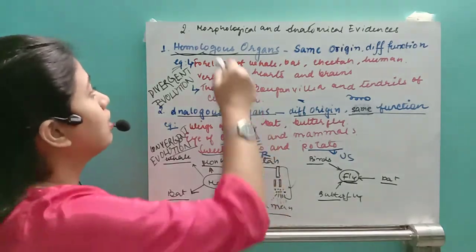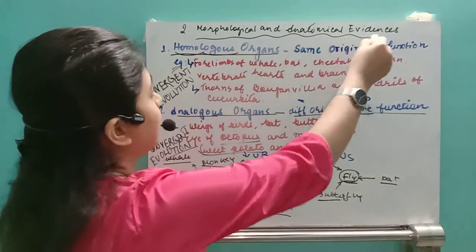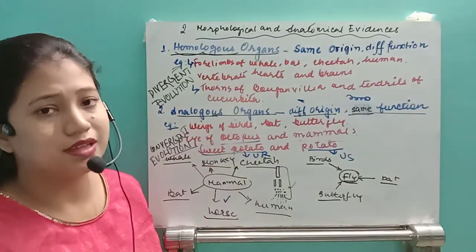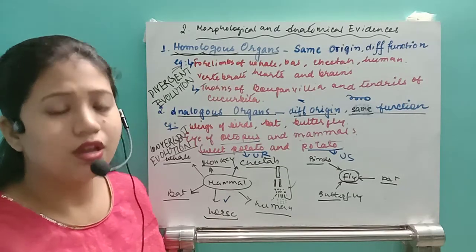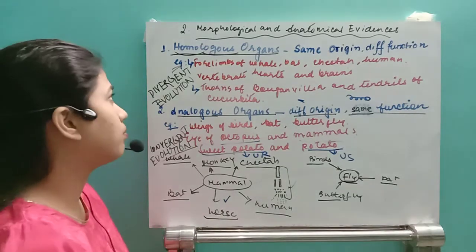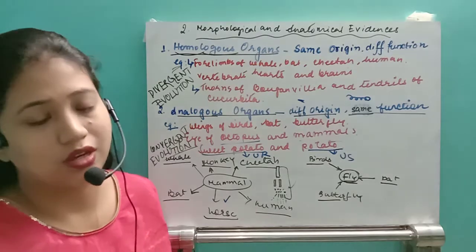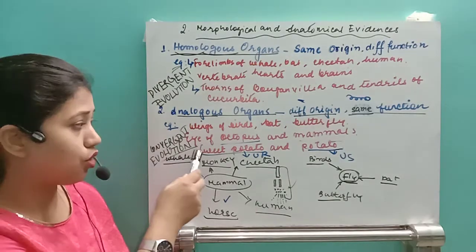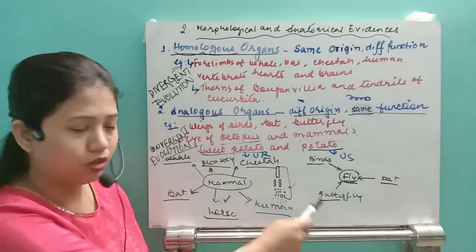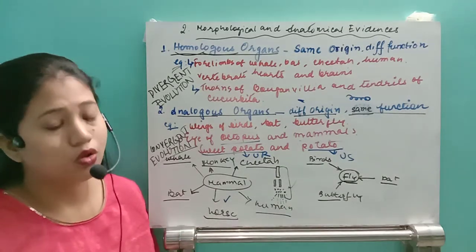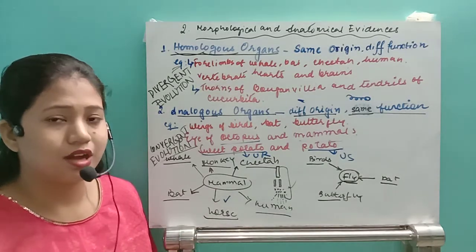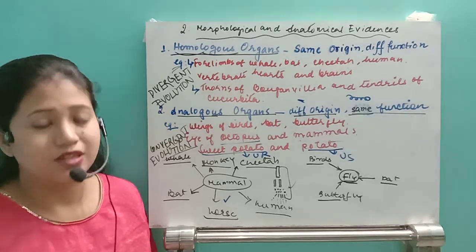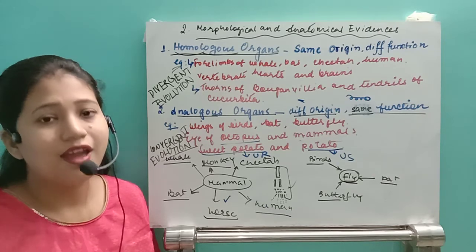This is one coming under morphological and anatomical evidences. I hope you understand. In any exam you pick, you will get a question from homologous and analogous organs. Revise it 2-3 times. Not only the first example I have shown here, a number of other examples can also come. So you just start writing. So this is all about the morphological and anatomical evidences, homologous and analogous organs. Thank you.